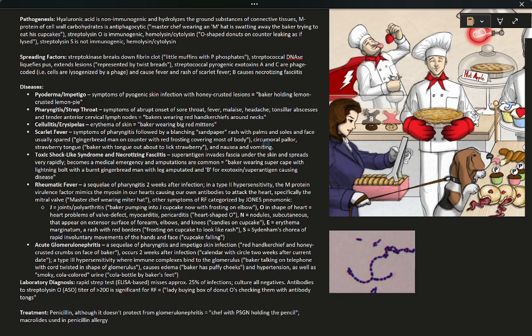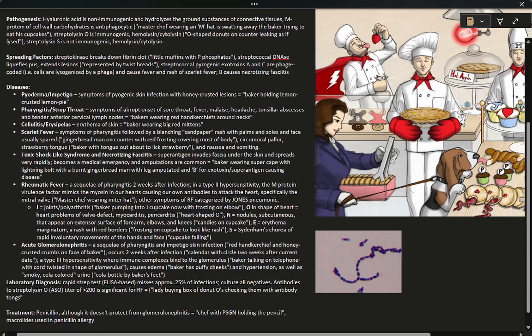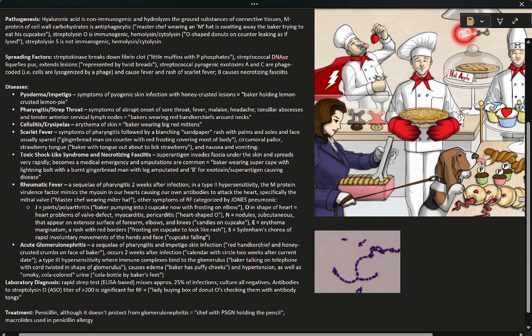We also have circumoral pallor and then strawberry tongue, where the strawberry tongue is symbolized by the baker with the tongue out about to lick the strawberry. So think about that. And then we also have nausea and vomiting as some associated symptoms. So that's the main characteristics of scarlet fever, where we have fever plus sandpaper rash, circumoral pallor, strawberry tongue, and nausea and vomiting.